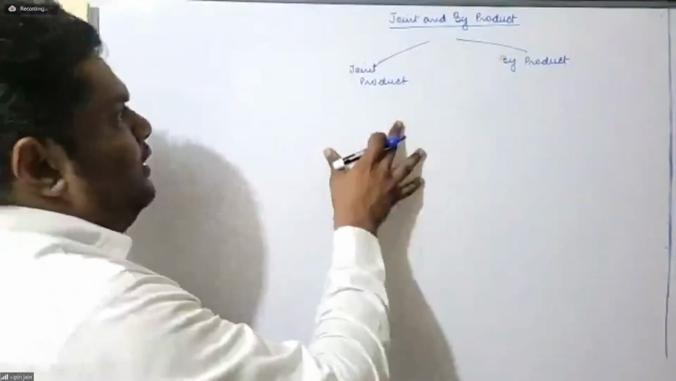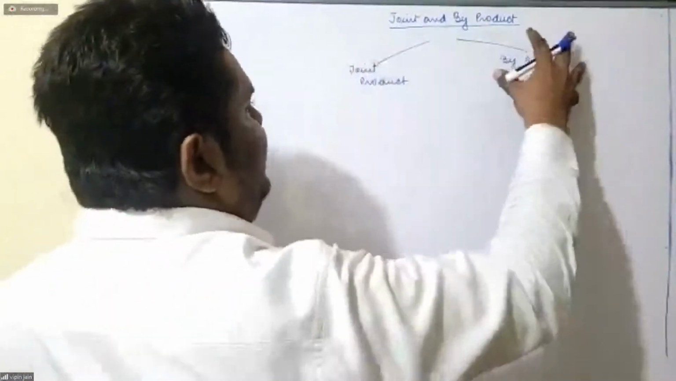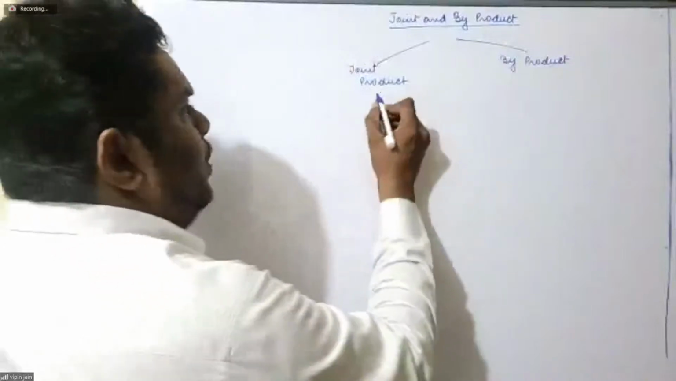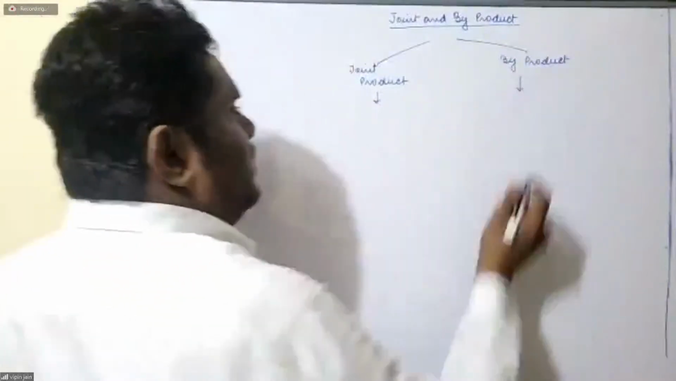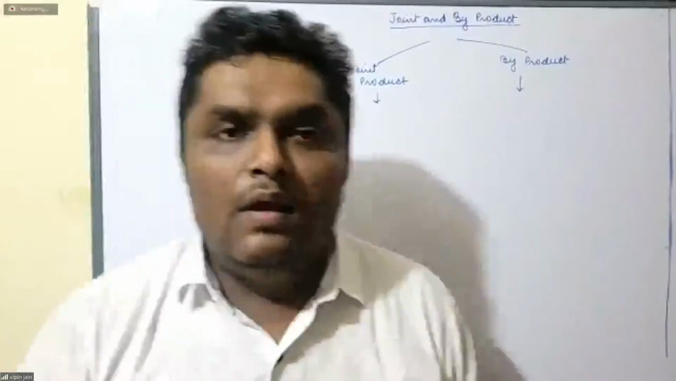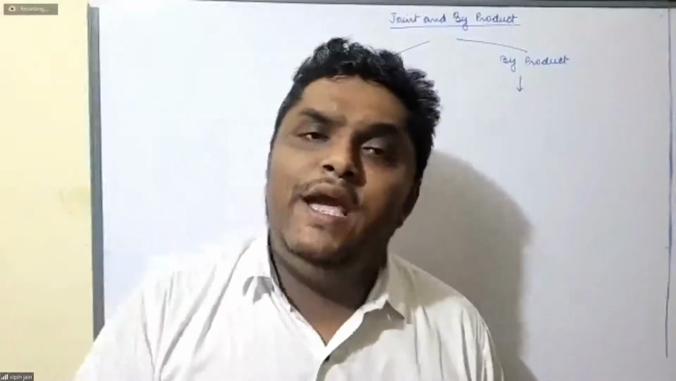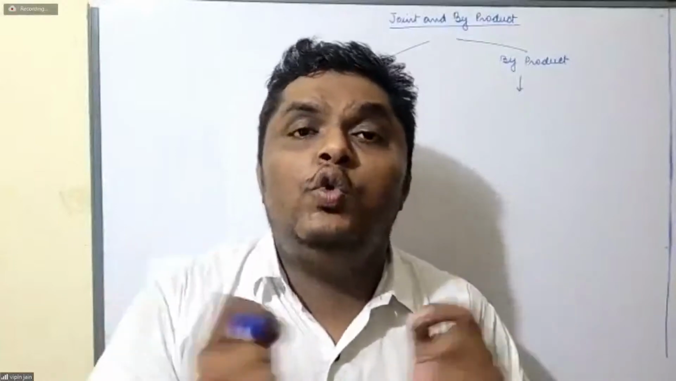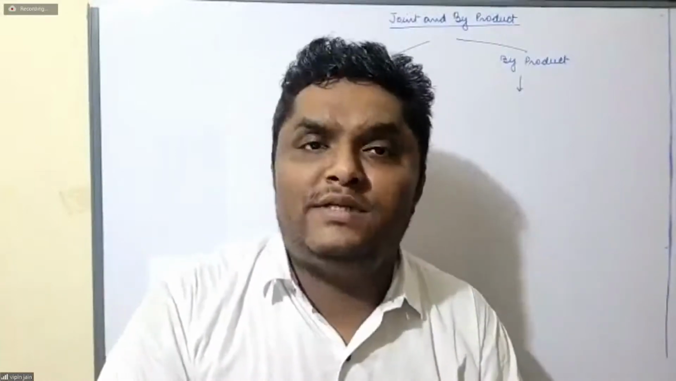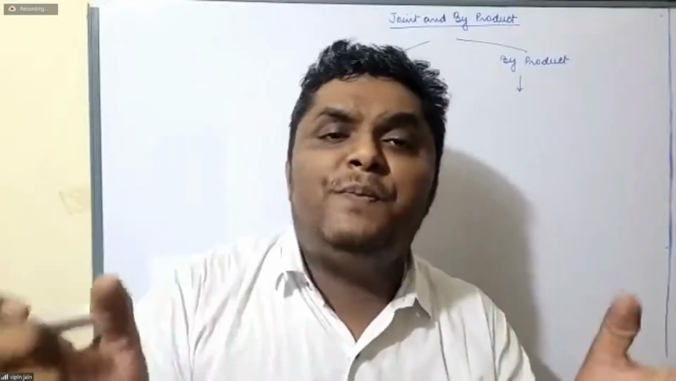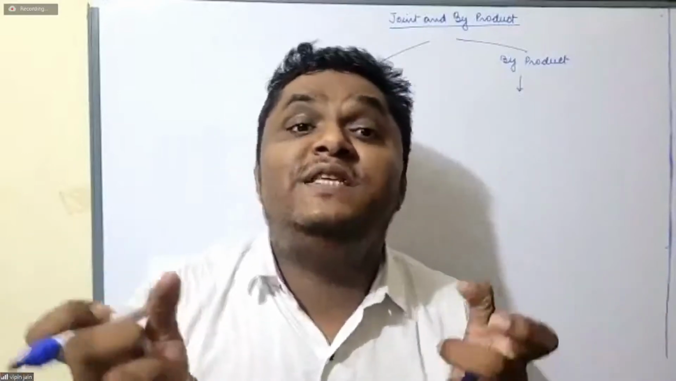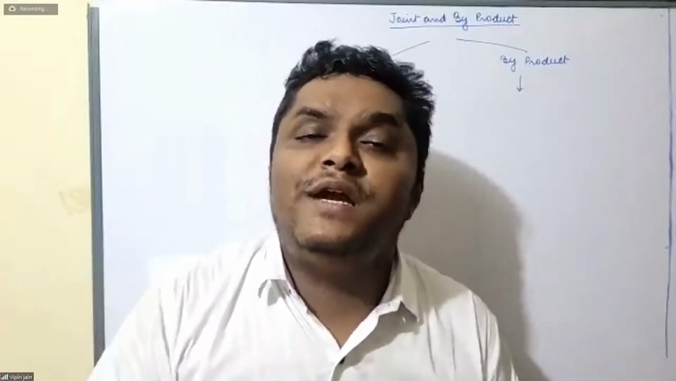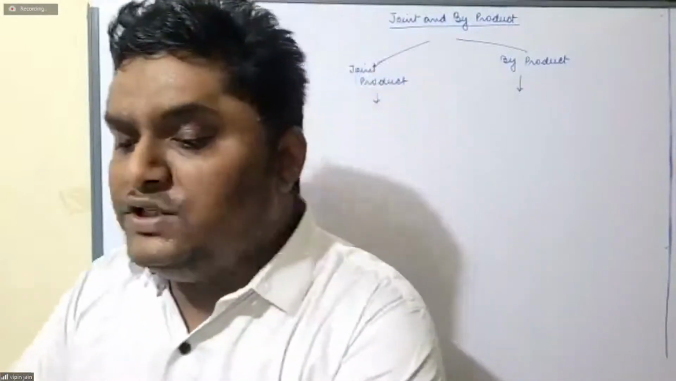So herein there are 2 points, that is joint product and byproduct. Now what is joint product and what is byproduct? Now when talking about joint product, if from a particular process two or more than two products emerge out, and all these products have significant value, then these products are known as joint product. So what is joint product, guys?